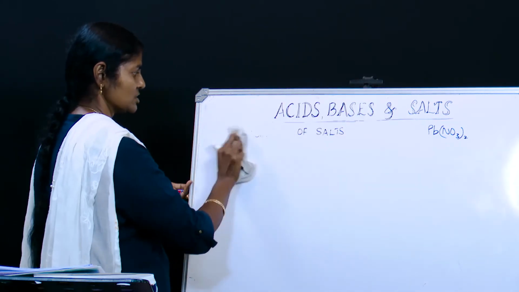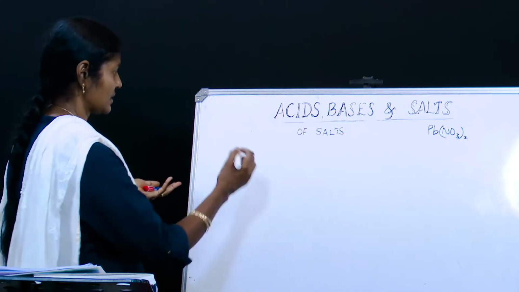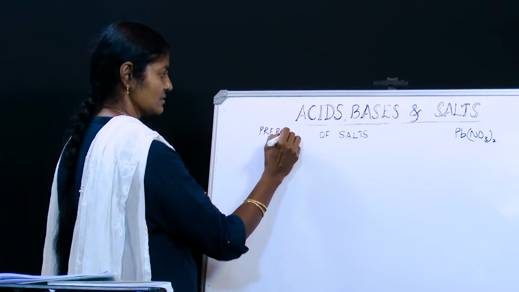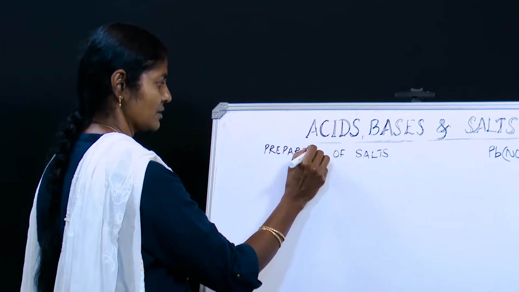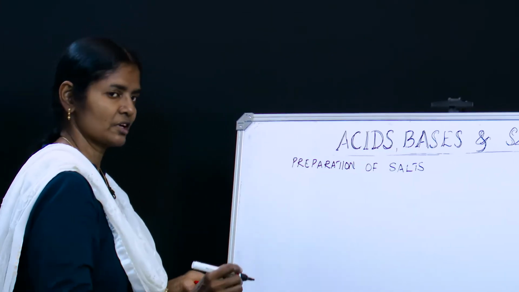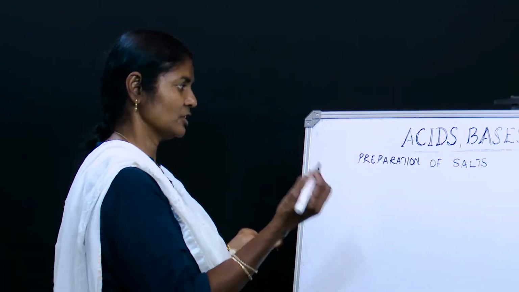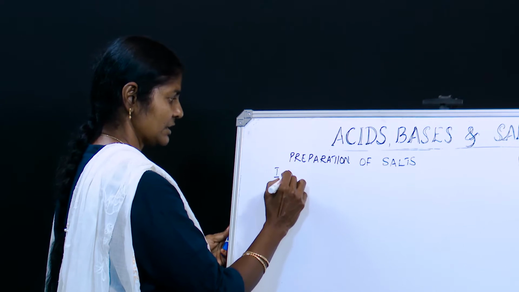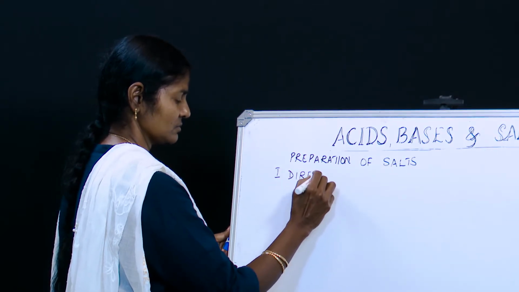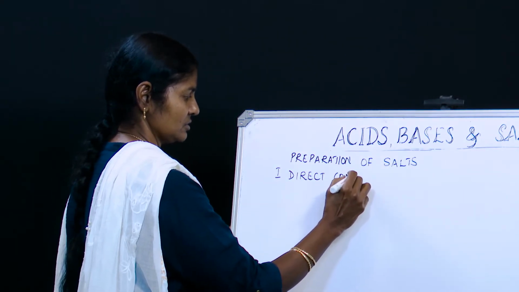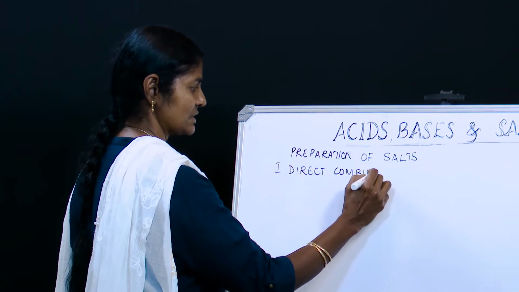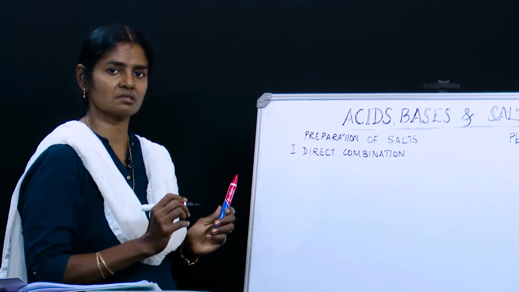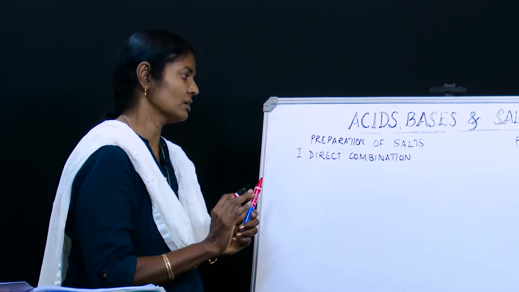When you go to preparation of salts, there are different methods used for different things. Just like at home, mummy uses different methods to prepare different things. We need to have different methods here. The first method is direct combination, or synthesis. So what does it mean? You are combining two substances and bringing a new one.